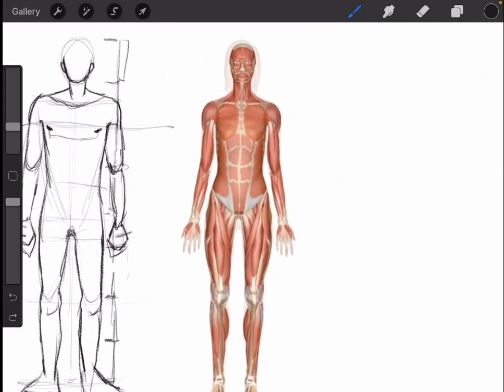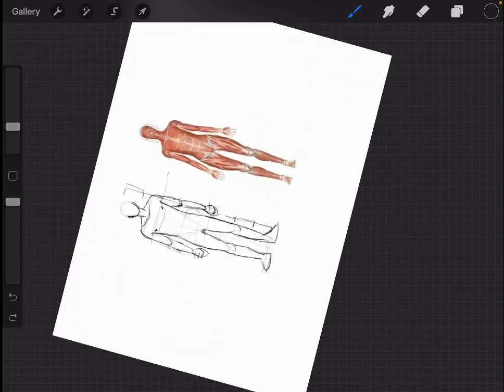And make sure you use references. Always use references. Please use the reference.